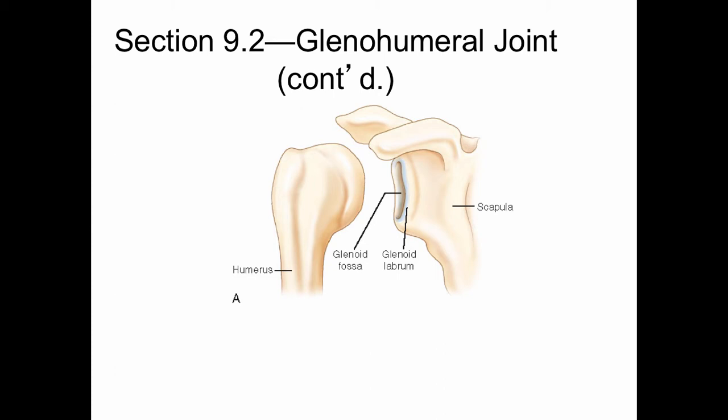This photo shows the glenoid labrum, which is a rim of cartilage surrounding the glenoid fossa of the scapula. The function of the glenoid labrum is to deepen the glenoid fossa and cushion the glenohumeral joint.